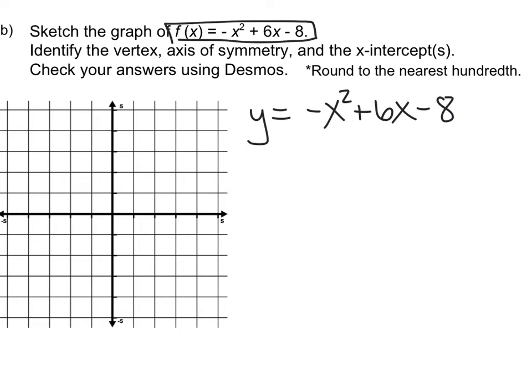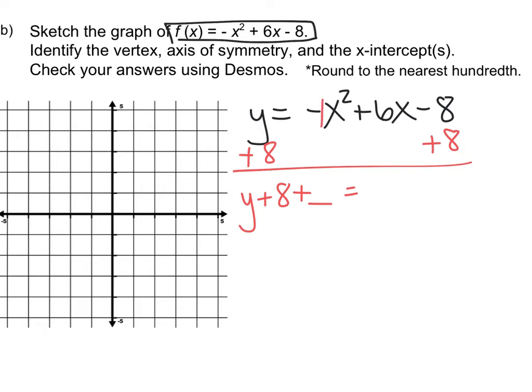So getting this into standard form, I'm going to add the constant over. Do y plus 8, leave a spot to complete the square because I know I'll need to do that. And then I have a negative 1 in front of my x squared. So I'm going to divide out a negative 1. So negative 1 divided by negative 1 is just x squared. 6 divided by negative 1 is negative 6x. And then I'm going to put a blank to complete the square. The 8 moved to the other side.